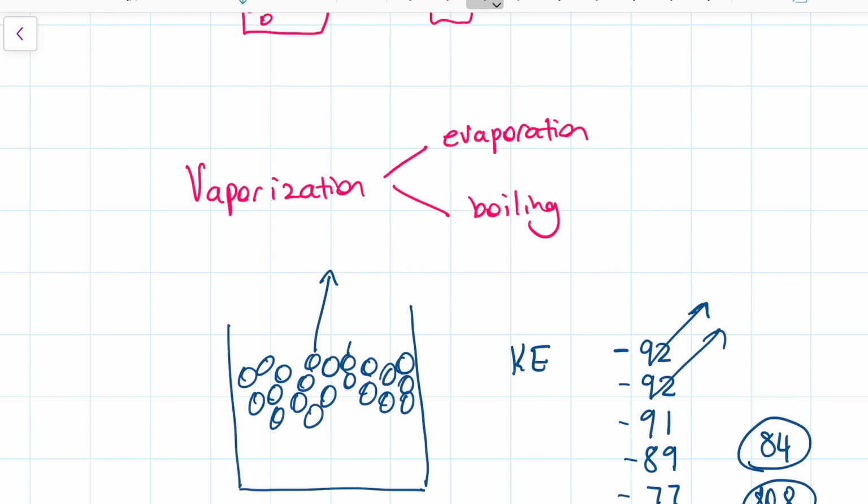So it makes sense with my liquid, as the higher kinetic energy molecules leave, what's going to happen to the average kinetic energy of my liquid and the average temperature? The average kinetic energy will decrease, and thus the average temperature would decrease. So evaporation has a cooling effect. Evaporation has a cooling effect.